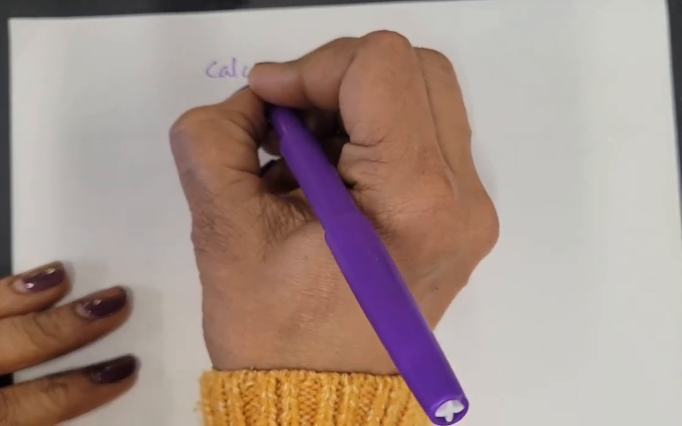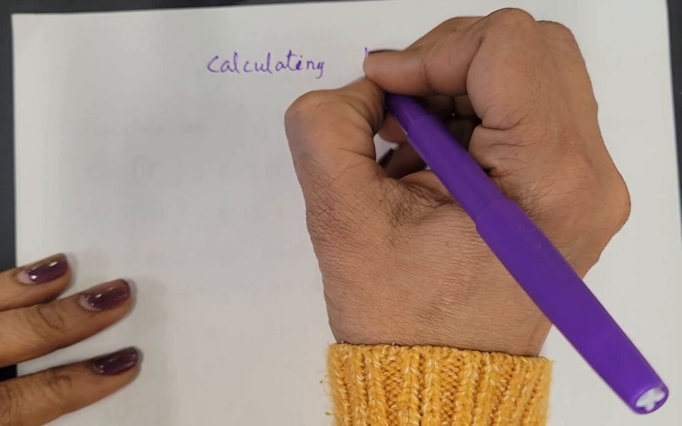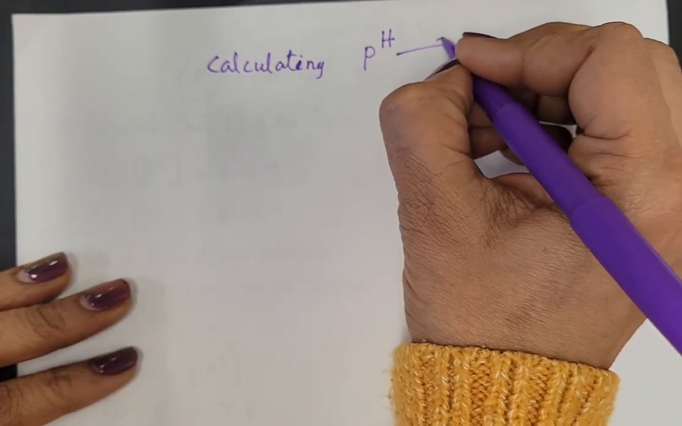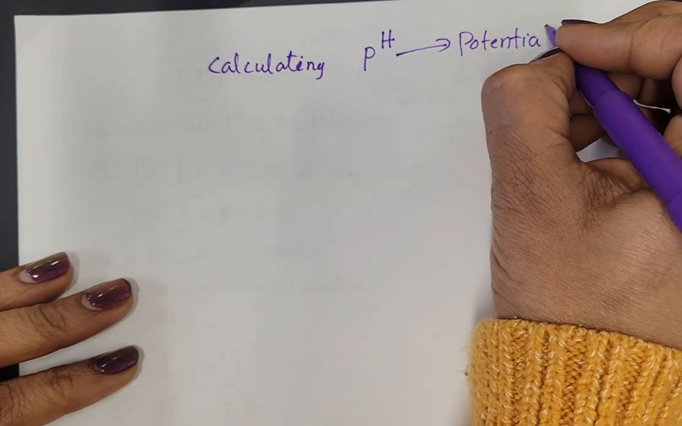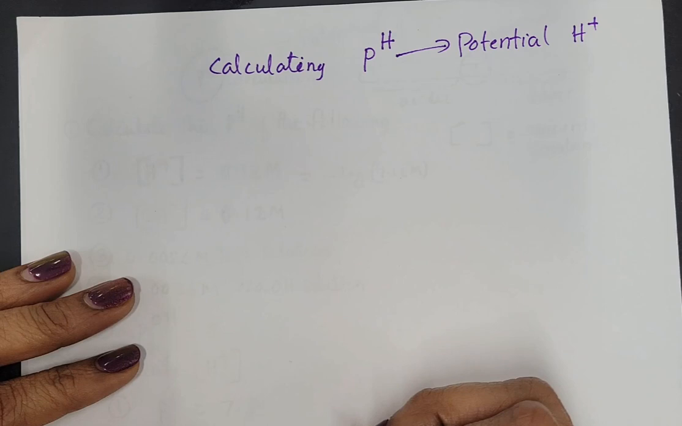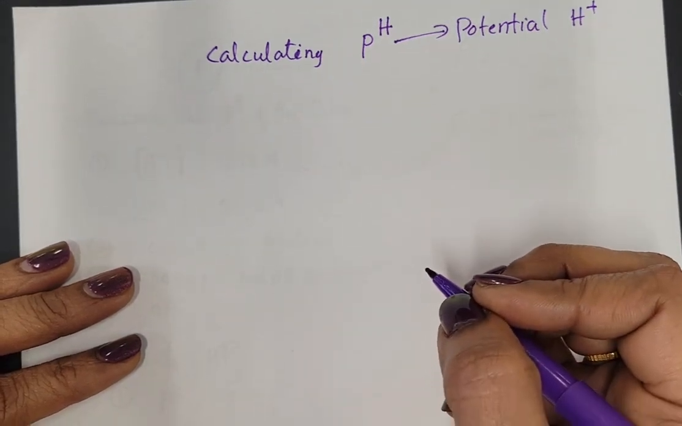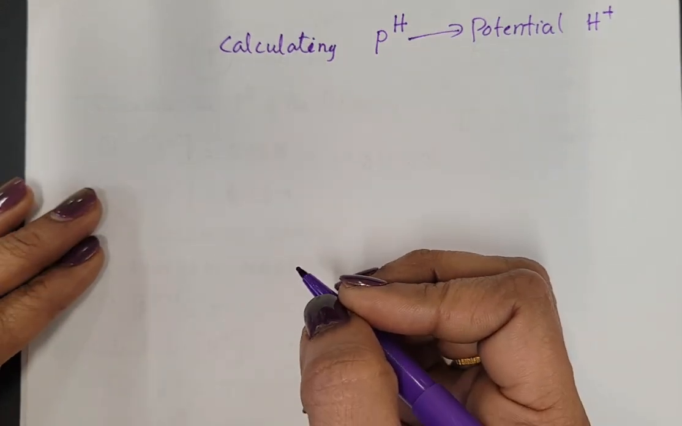Calculating pH. So pH means the potential, that means the strength or amount of H plus ions in a solution, which is used for deciding whether a compound is an acid or base.